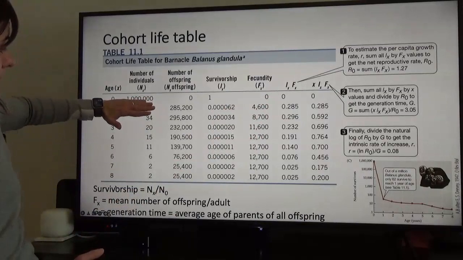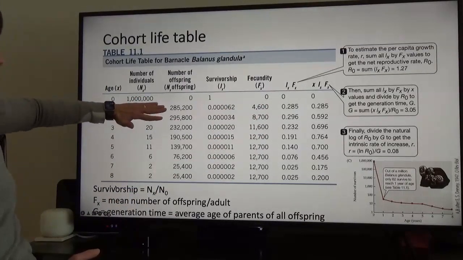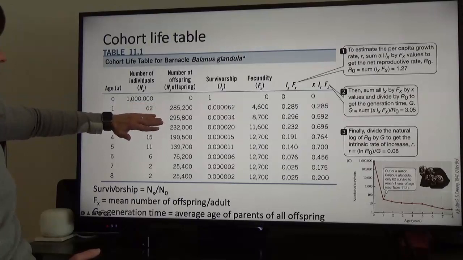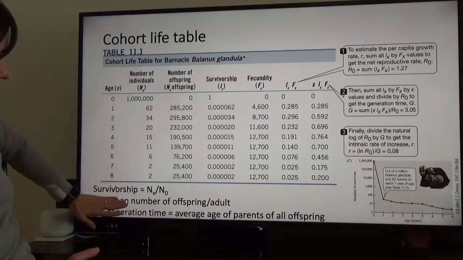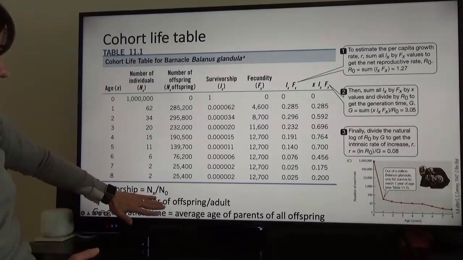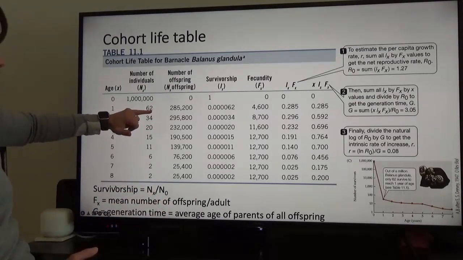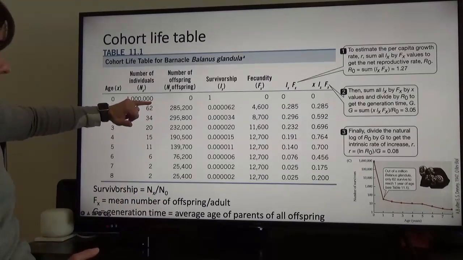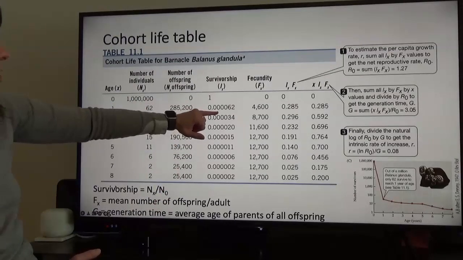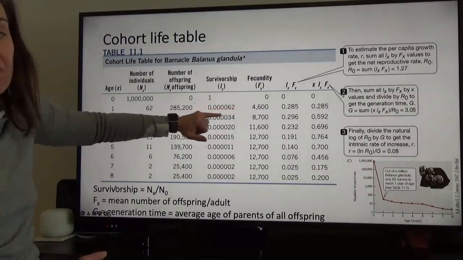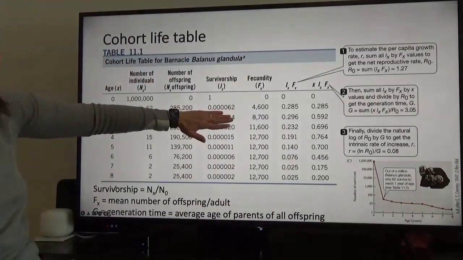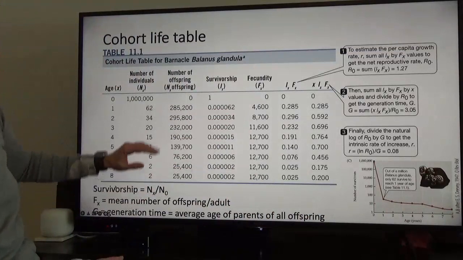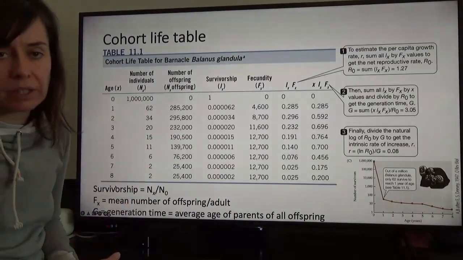And in this case we have, for example, at age 0 we have 1 million individuals. At age 1 we only have 62 individuals. We can use that information to calculate survivorship, which is n at time x. So in this case, x is 1. So the number of individuals surviving at time 1 divided by the number of individuals at time 0. And so we can see that survivorship, it's very, very low. This is why we see this massive drop here. It's 0.000062. So 62 over 1 million, okay?